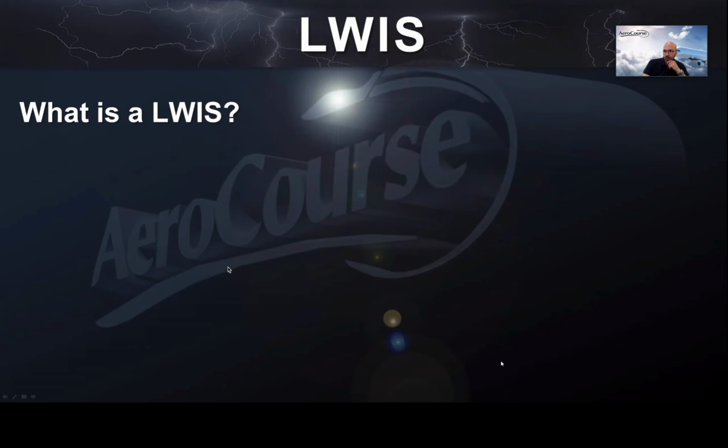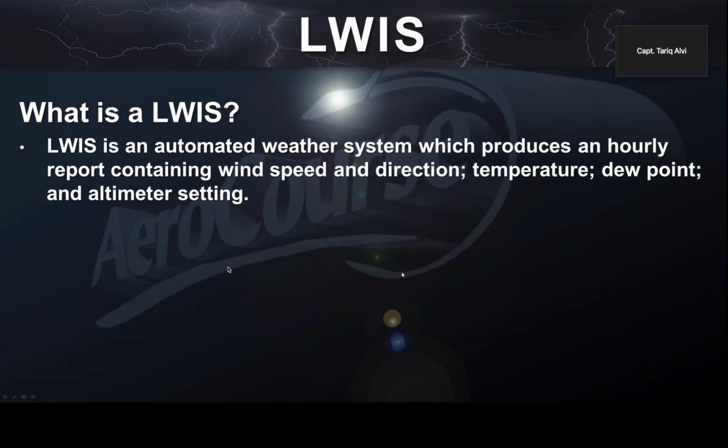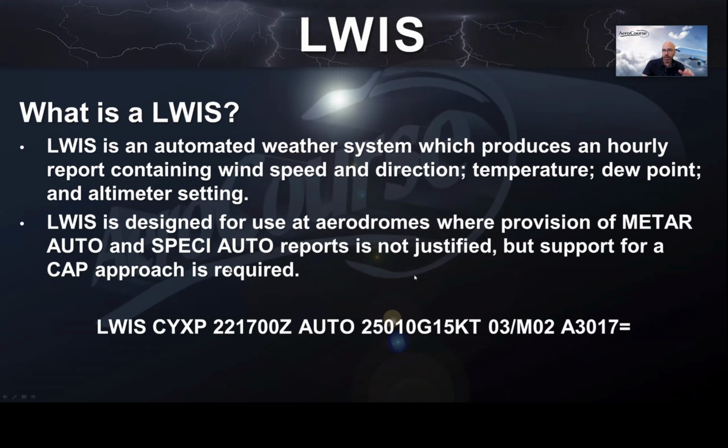Now, sometimes you might also see what's called a limited weather information system. That is an AWOS, but it's very, very basic. It doesn't give you cloud information, and it doesn't give you visibility information. All it gives you is winds, temperature, dew point, and altimeter. This is on the exam. What is an LWIS? And it still says auto. You'll see it in the statement, but it starts with LWIS instead of AWOS. Still an automated system, but there's no clouds and no visibility reported.